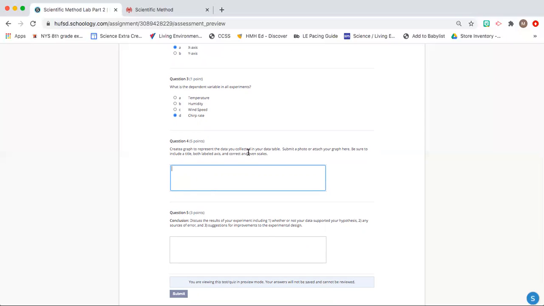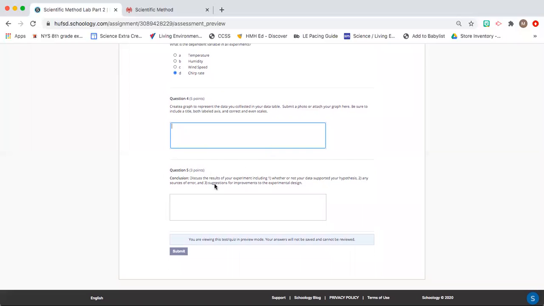And you must have even scales. So what I mean by that is you cannot go from 0 to 2 to 8 to 12. You have to increase by an even scale. So you can go 0, 2, 4, 6. You can go 0, 5, 10, 15, 20. Whatever numbers are going to work for your data, but you cannot just skip around. So make sure that you have an even scale on your graph.